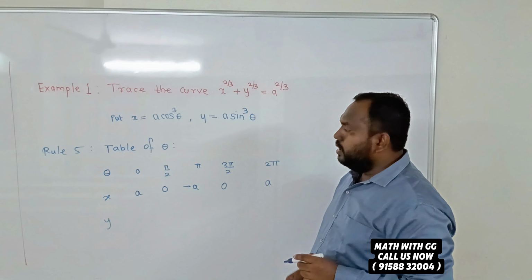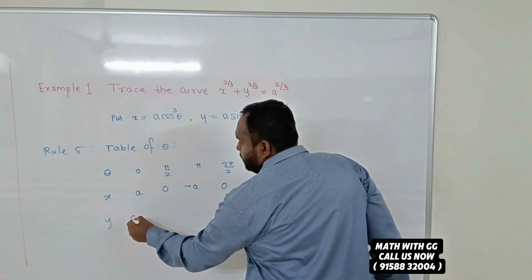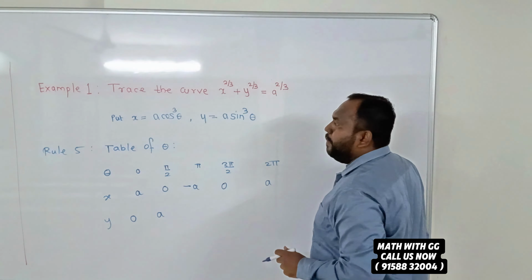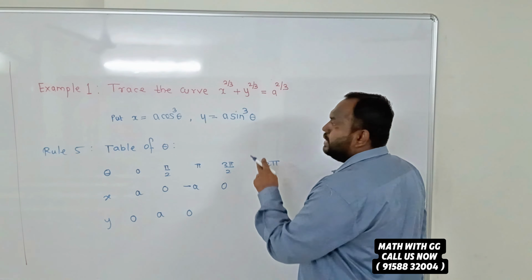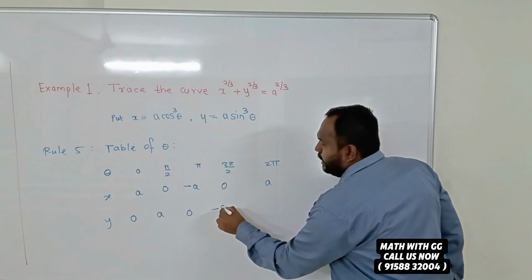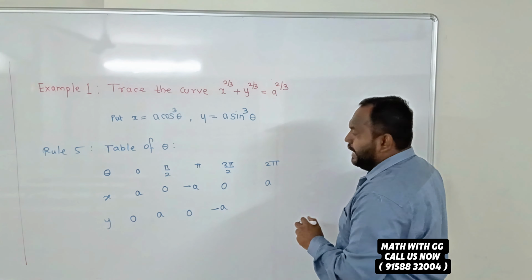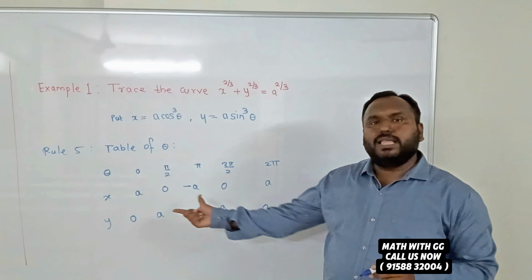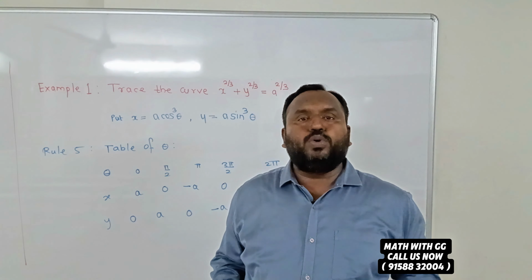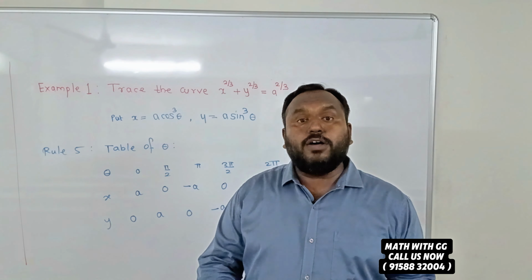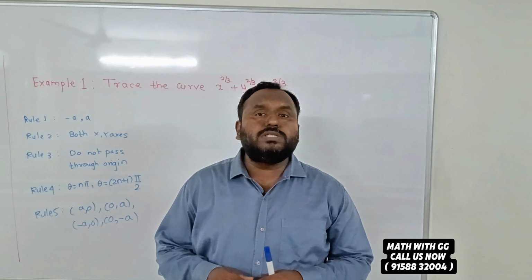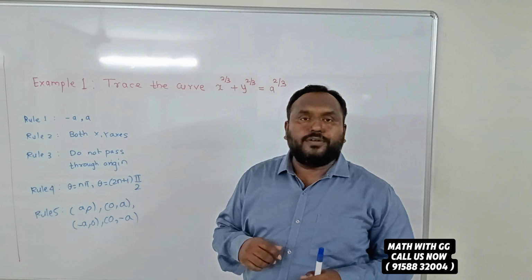Similarly, sin 0 is 0, therefore y is 0. Sin pi by 2 is 1, therefore y is a. Sin pi is 0, therefore y is 0. Sin 3 pi by 2 is minus 1 cubed, again minus, so minus a, and sin 2 pi is 0. So this is rule number 5, table of theta. Now let's summarize all the rules and we'll draw a rough sketch of this curve.